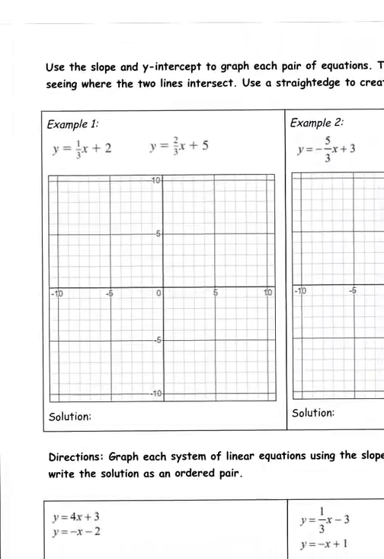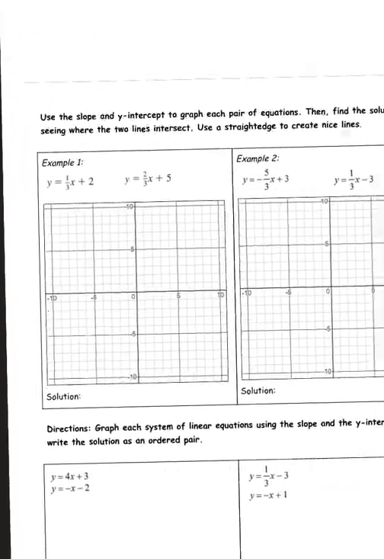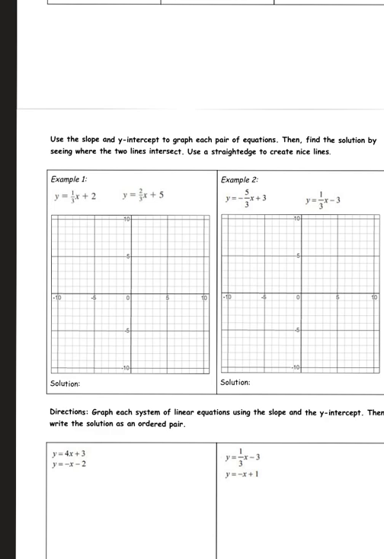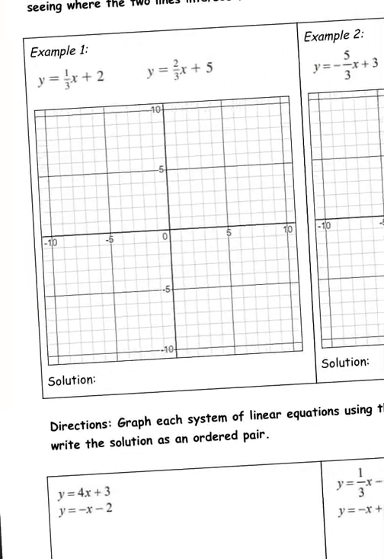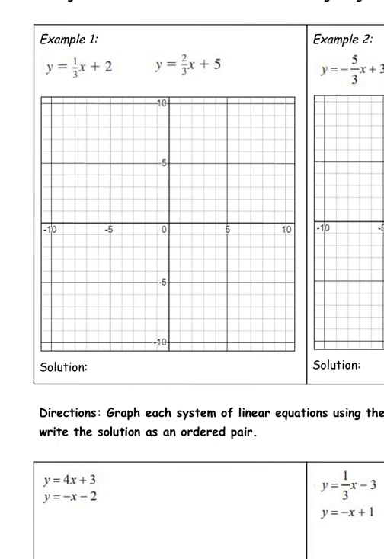All right, so it says use the slope and y-intercept to graph each pair of equations. Then find the solution by seeing where the two lines intersect. Use a straight edge to create nice lines. All right. So let's take a look at this. For this particular set of notes, all of the equations are already in slope-intercept form, but not all the time when you solve systems of equations by graphing will you be given the equations in slope-intercept form. They will sometimes be in standard form.